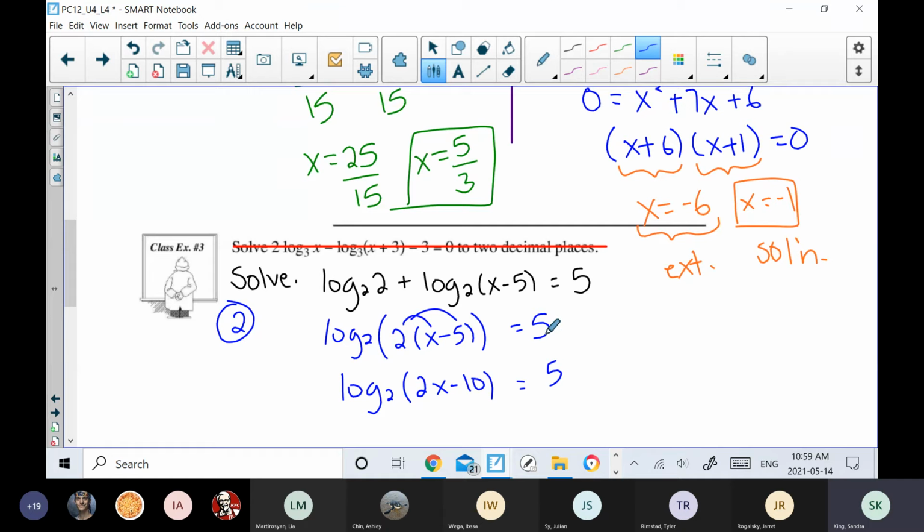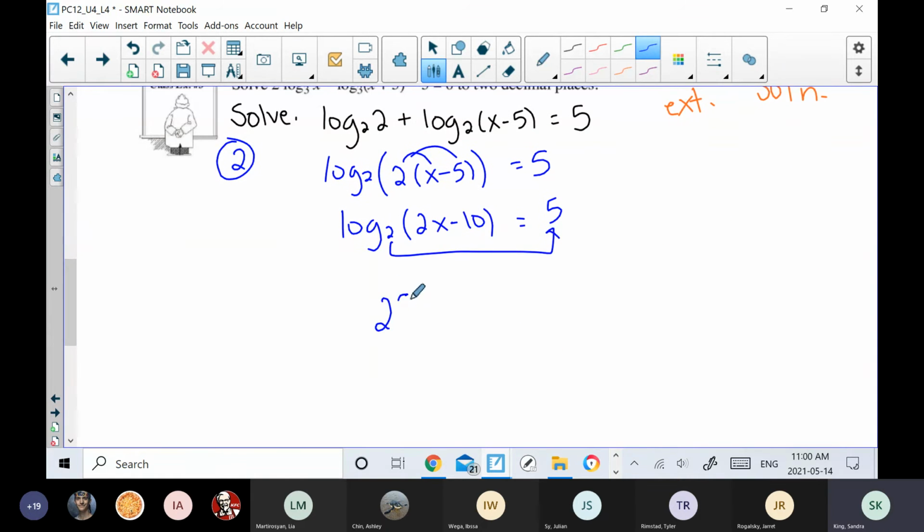From here, you are in log form. You need to get out of log form by going into exponential form. So write that, get out of your log form by going into exponential. Two to the power of 5 is equal to 2x minus 10. 2 to the power of 5 is 32, is equal to 2x minus 10.